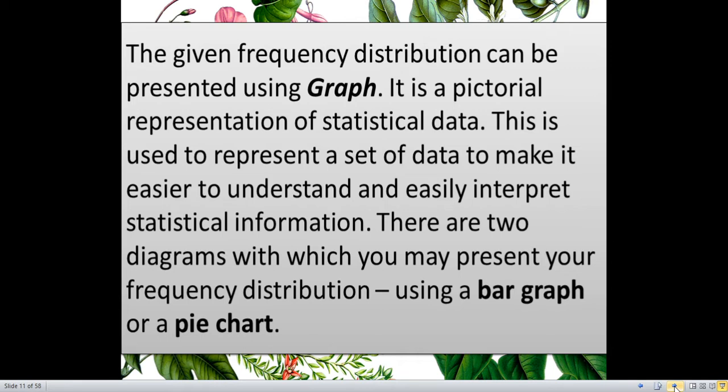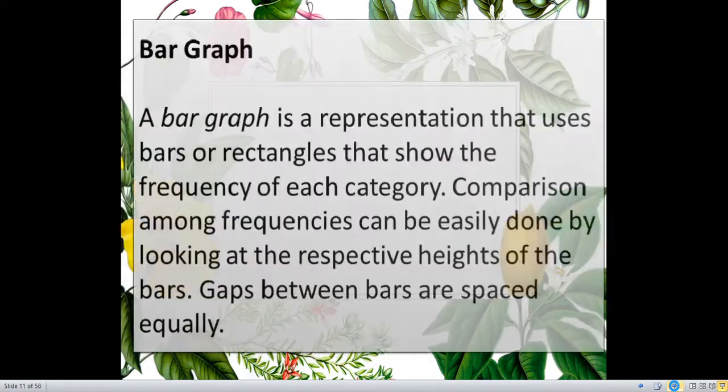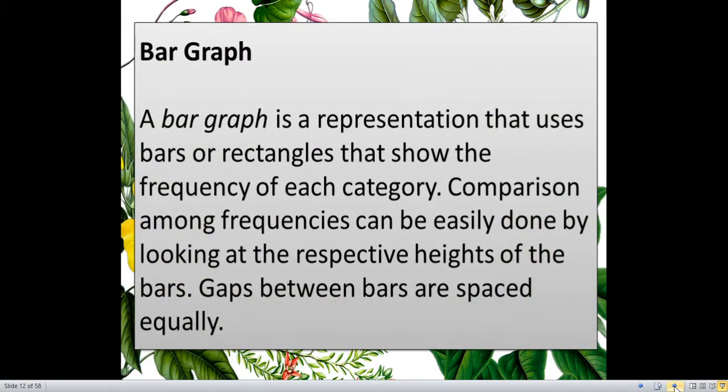So for now, we're going to focus on the first two. There are two diagrams with which you may present your frequency distribution. You can use a bar graph or a pie chart. So what is a bar graph? A bar graph is a representation that uses bars or rectangles that show the frequency of each category. Comparison among frequencies can be easily done by looking at the respective heights of the bars. The gaps between bars are spaced equally.